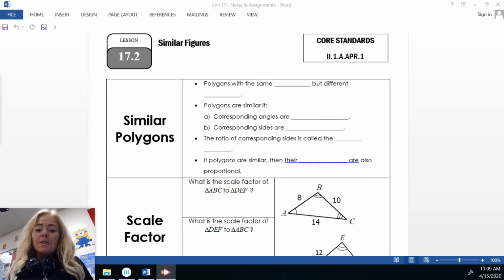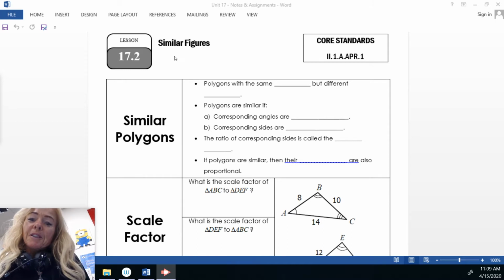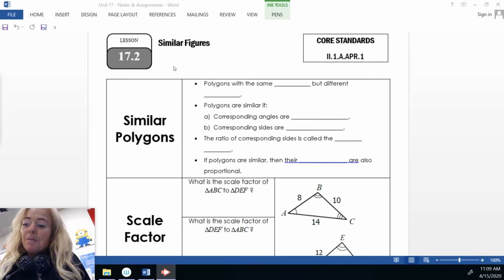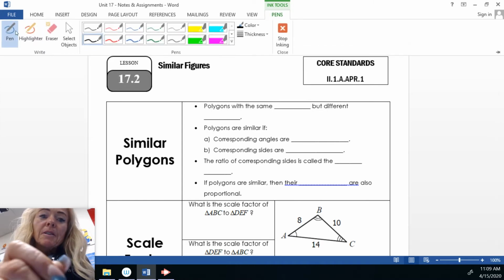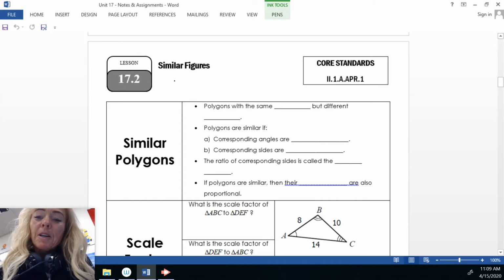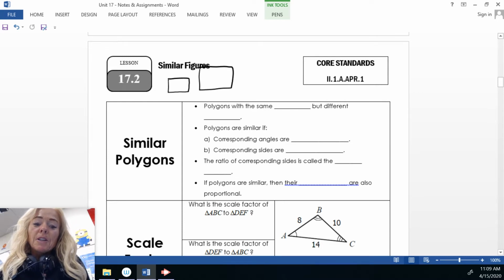So 17.2 is on similar figures. What similar figures are, and generally we talk about similar polygons. If you have a polygon or any type of shape, even a circle will work, but similar figures look something like this. All right, they're not congruent.